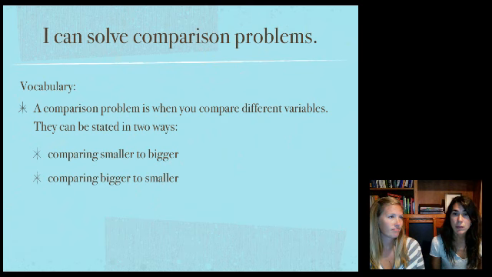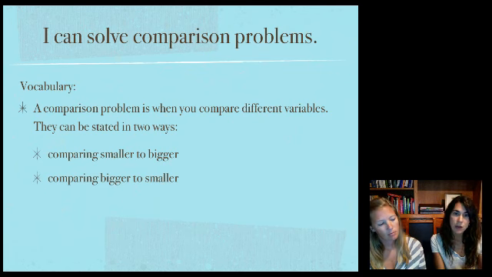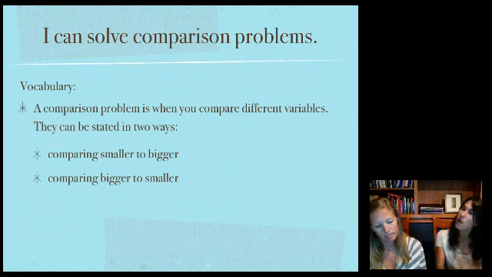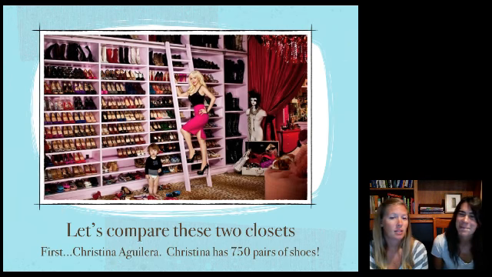A comparison problem is when you compare two different variables, and they can be stated in two different ways. You can compare either smaller to bigger or bigger to smaller. Exactly. So for example, Christina Aguilera's closet. We're going to talk about her shoes. She has 750 pairs of shoes. That is a ridiculous number of shoes.